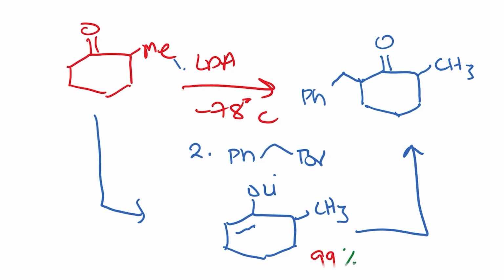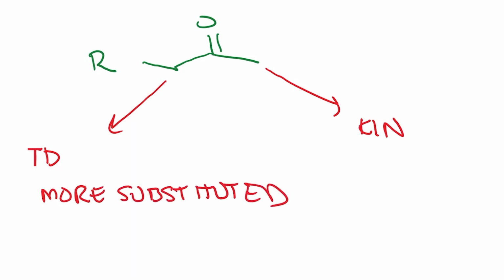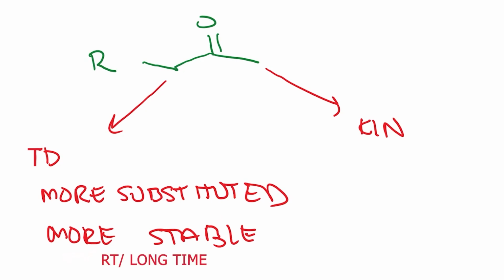Okay, so to summarize this part of the lecture, when we have a situation where you have a competition between two kinds of positions where enolate can be produced, this is the thermodynamic enolate and this is the kinetic enolate. The thermodynamic enolate is more substituted, okay, and more stable, all right. And so one of the ways in which you can produce this is to use room temperature or even higher temperature, and you react it for a long time. Basically, you give enough time for the reaction to equilibrate, because we're looking at an equilibrium reaction.